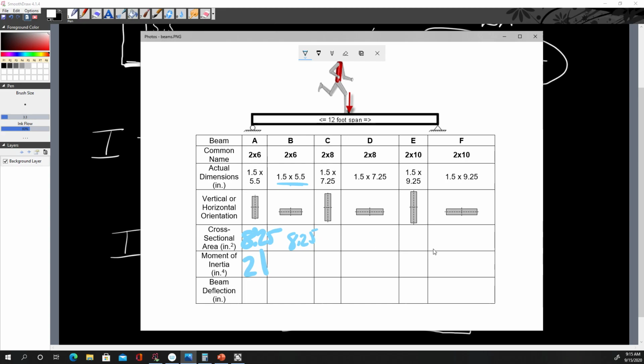I hope that helps. Just fill out these two rows right here. You're just filling out these right here. Okay, do not do that one. That's for tomorrow.